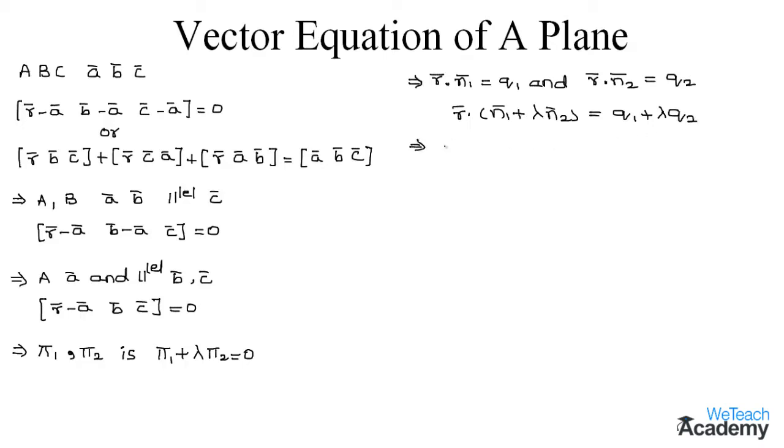And then next we have the formula for the vector equation of a plane parallel to the given plane r bar dot n bar is equal to q, which is given by r bar dot n bar is equal to k.